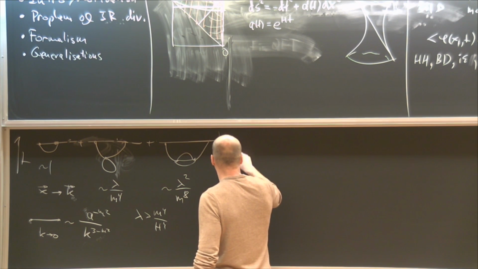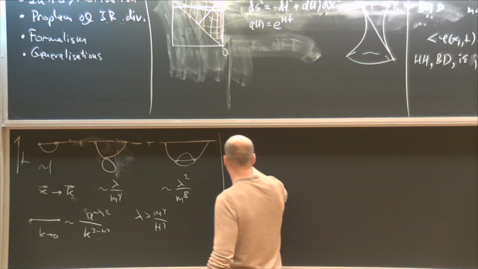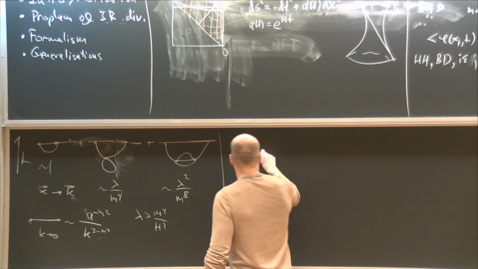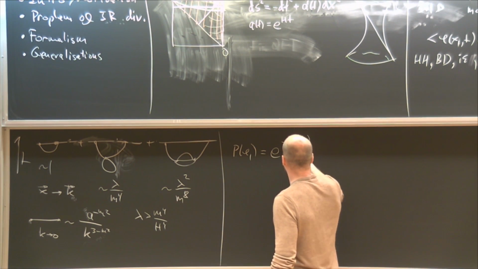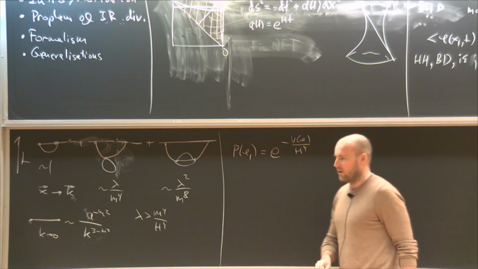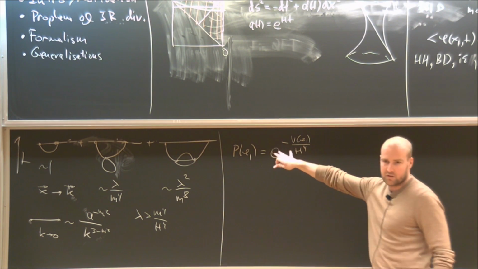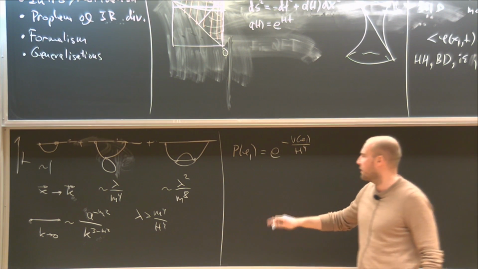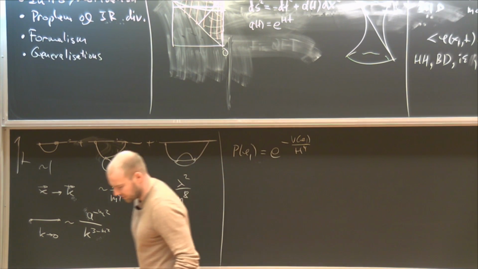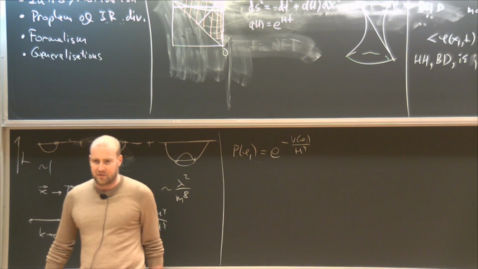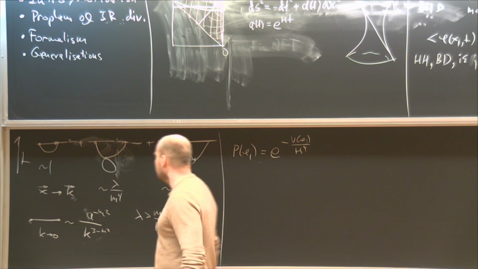The answer for all 1-point functions is given by the single point distribution, which is e to the minus V of phi divided by H to the 4. From this object, you can compute all the 1-point functions, and that was known since Starobinsky's early work on inflation.